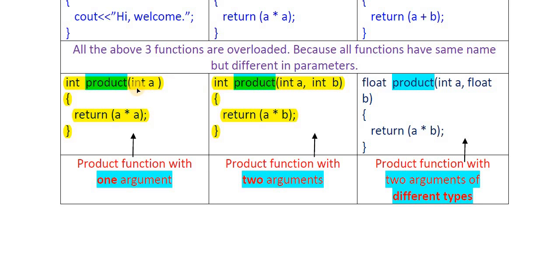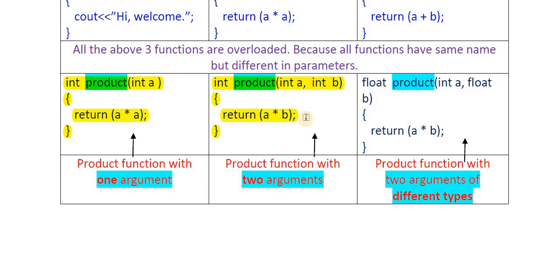In the first example we are using only one parameter, integer a. In the second example we are using two parameters, integer a, integer b. So the condition to overload a function is that the name should be the same but the parameters should be different. So here the parameters are different: in the first example only one parameter, in the second example two parameters are used.